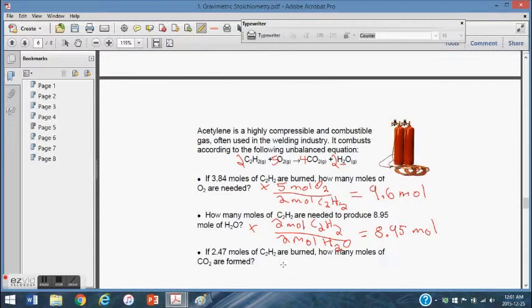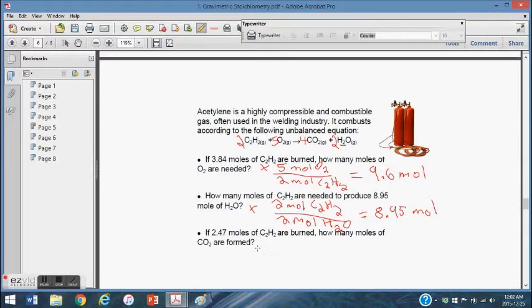If 2.47 moles of C2H2 are burned, how many moles of CO2 are formed? Okay, so again, multiply this by what I want. That's moles of CO2, so 4 moles of CO2, what I want over what I have, per 2 moles of C2H2.